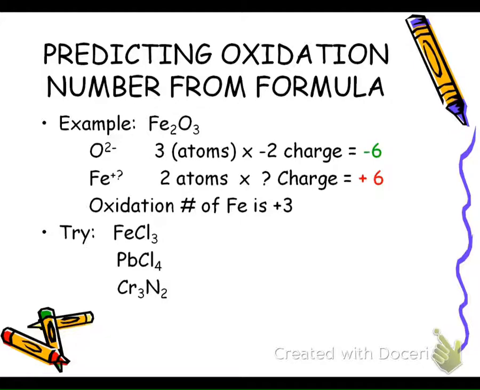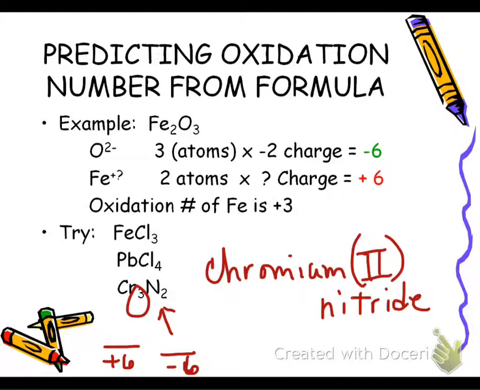One more, Cr3N2. 2 nitrogens, I look at nitrogen, it's in group 15. So my nitrides bring a grand total of -6 for the anions. Chromium, in Roman numeral land, is atomic number 24, a transition metal. They must add up to a +6. There are 3, so the charge on the chromium ion must be 2. My name then is chromium, Roman numeral 2, nitride.